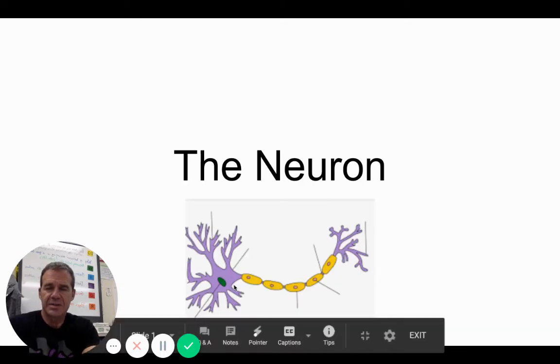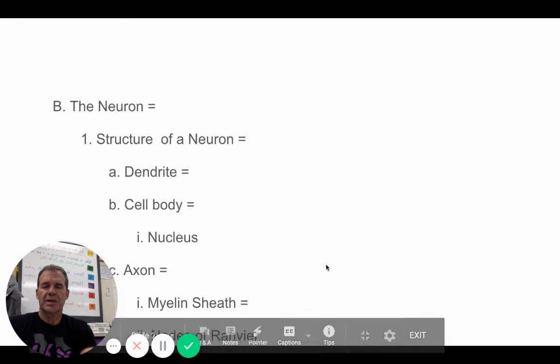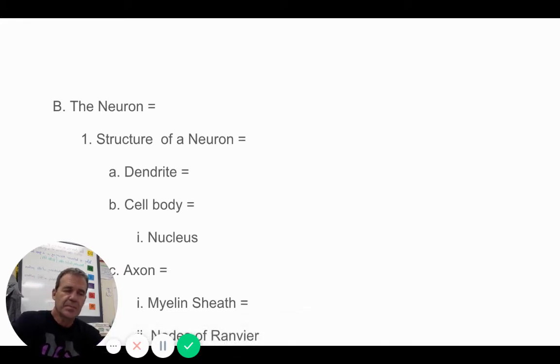Okay, so if we go back, this long terminal here would be considered the axon, and these little bubbles, for lack of a better term, that surround the axon are what we refer to as the myelin sheath. So the myelin sheath is a protective layer for the axon that promotes the speed of the neural impulse. So the myelin sheath allows the message to get through the axon faster.